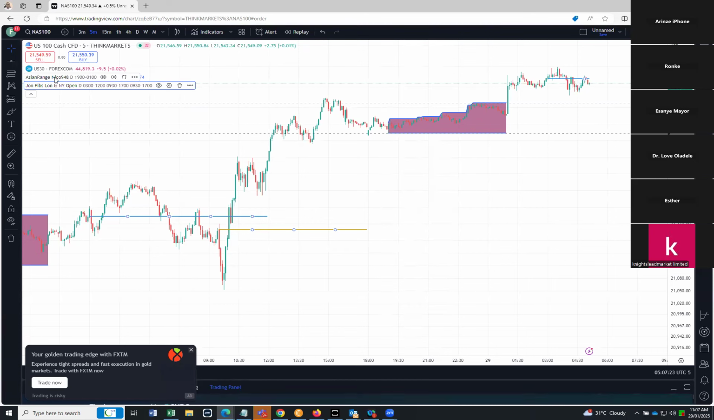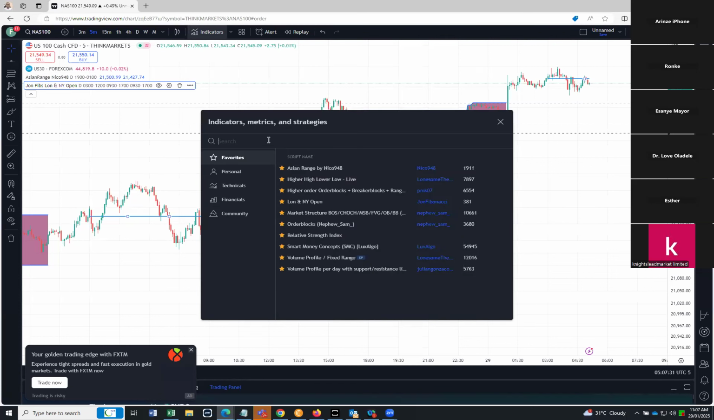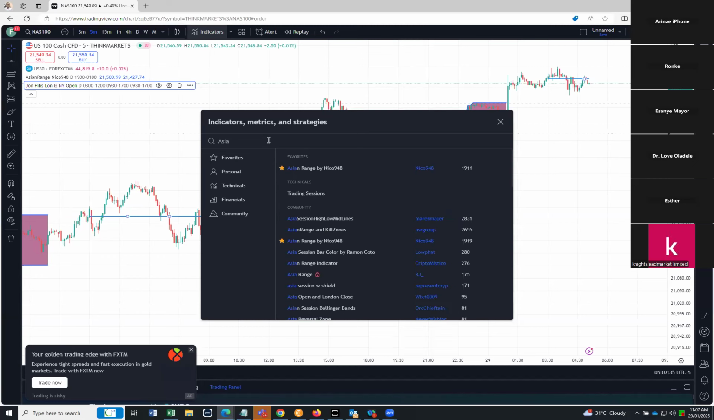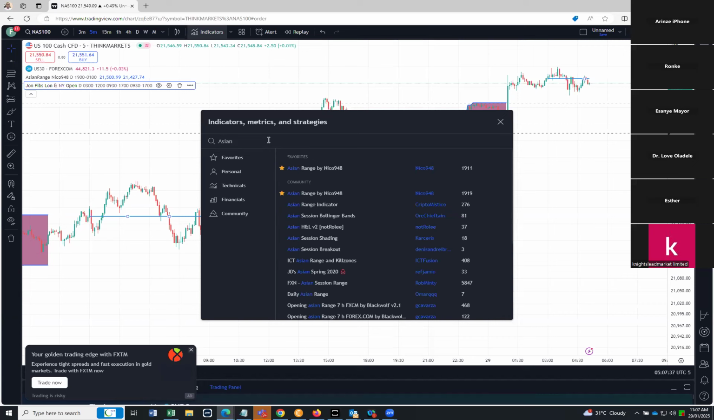So you have to add this Asian range indicator. Okay, so you go to indicators and type Asian in the search. Asian range by Nico 948. This particular one. You can see that you have other Asian ones, but Asian range by Nico 948. Okay, so click it. Then you need to set the time.